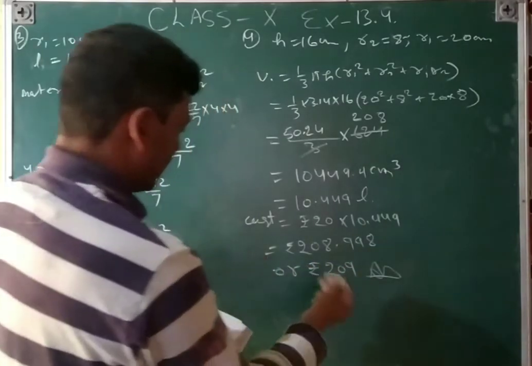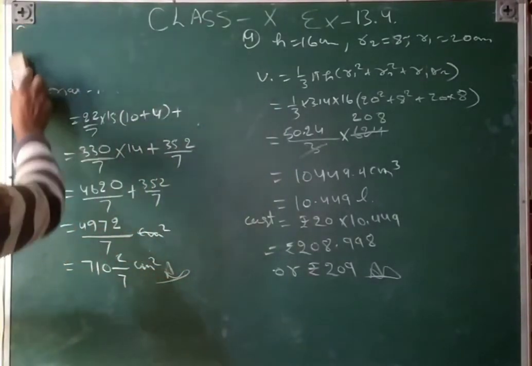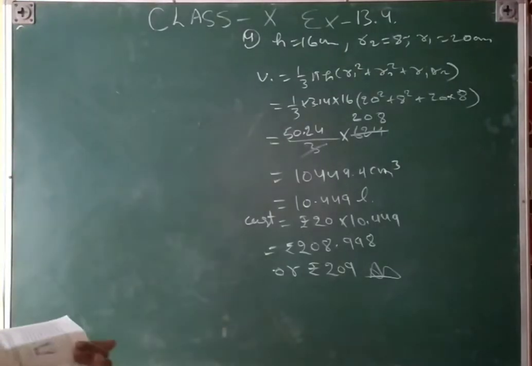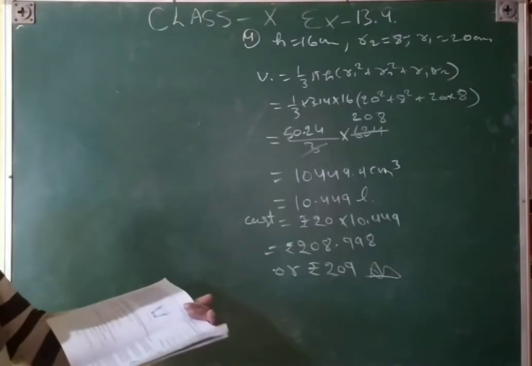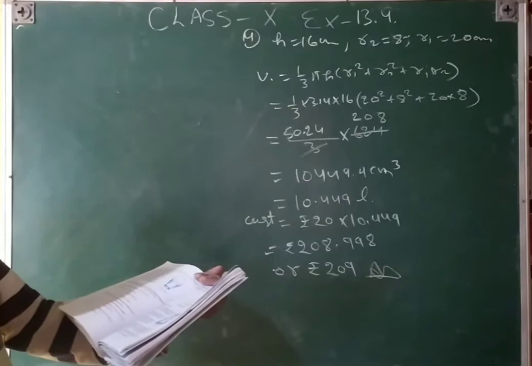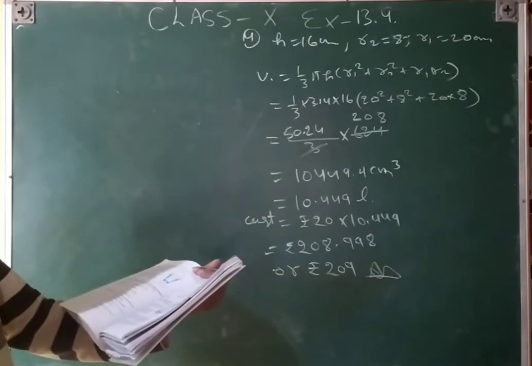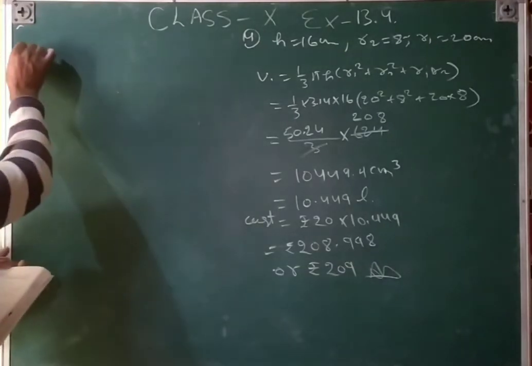And then one more question is there in that question: how much sheet is used here? Also find the cost of the metal sheet used to make the container. We have already found the cost of milk. So first of all we will find the L.